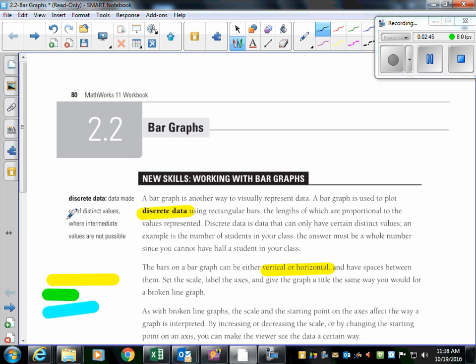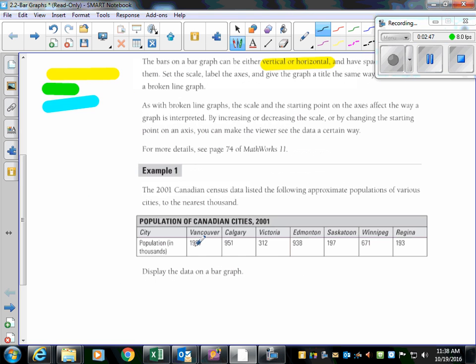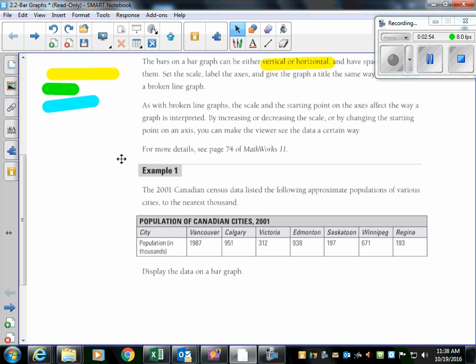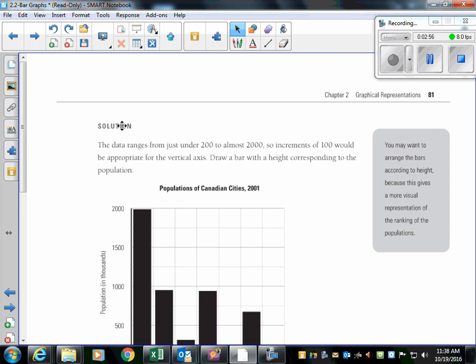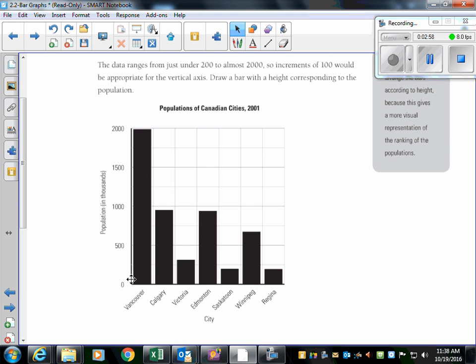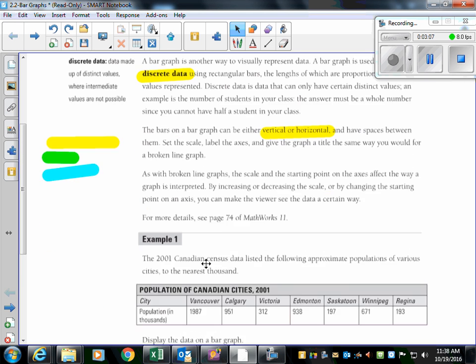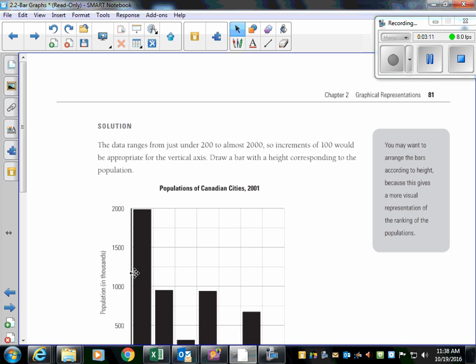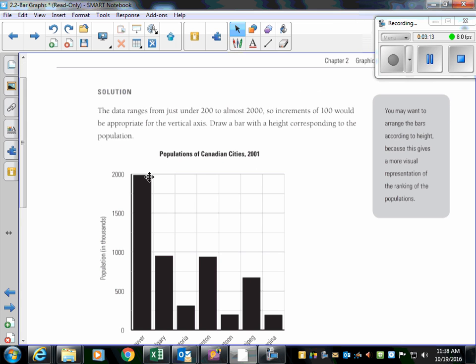My highest population went up to almost, oh, sorry, I crossed it out, almost 2,000. So I need to make sure my scale goes up by 2,000. So I had every 2 blocks being 500, so every block is 250. Okay, so in Vancouver, I'm almost at 2,000. So I will go all the way pretty much touching 2,000, but not exactly touching 2,000, and color it in.